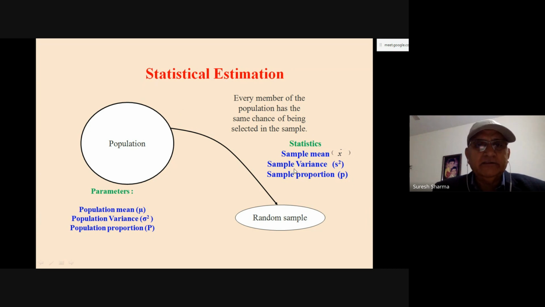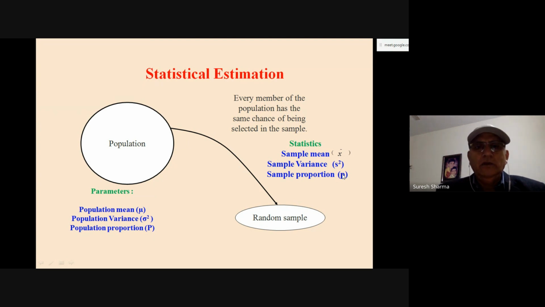Now, as I mentioned, if your values are concerned with the population, they are known as parameters. But if your values are concerned with the sample, then it is called a statistic. So see the difference between parameter and statistic. If your values are concerned with the sample, it is called a statistic. If they are concerned with the population, they are known as parameters. For example, sample mean denoted by X bar is a statistic. S square is a statistic. Small p is a statistic.